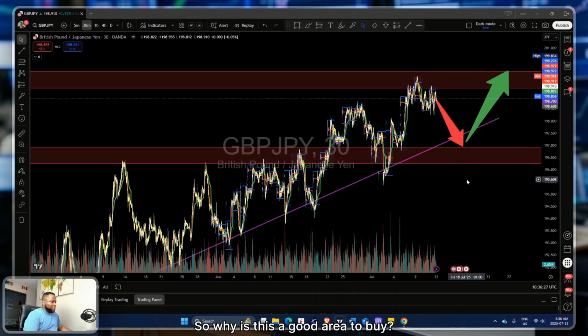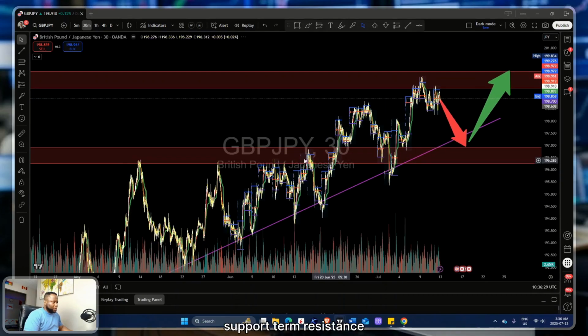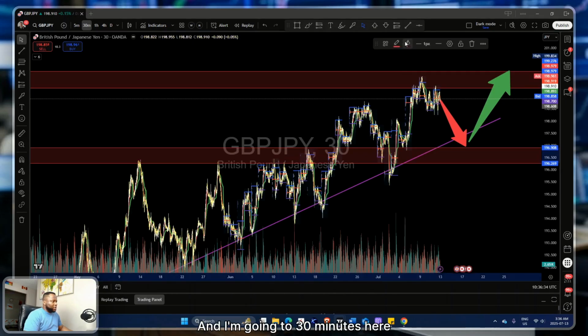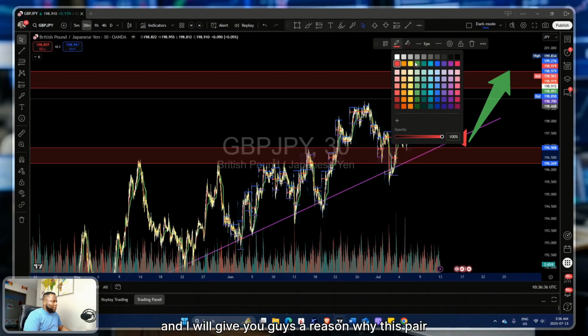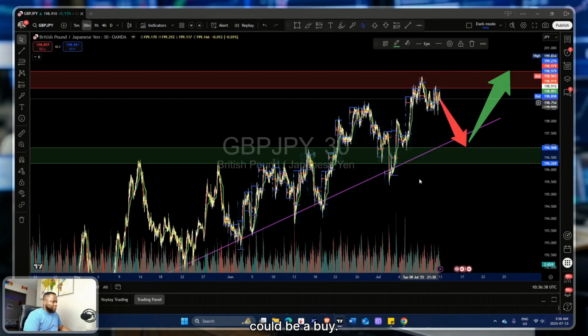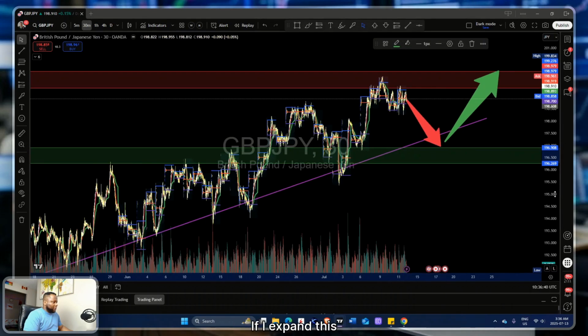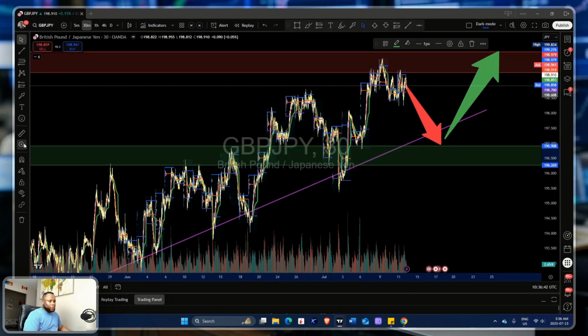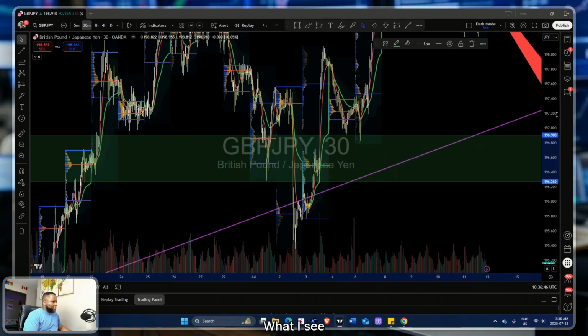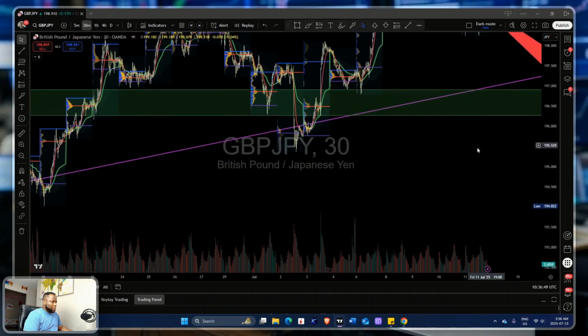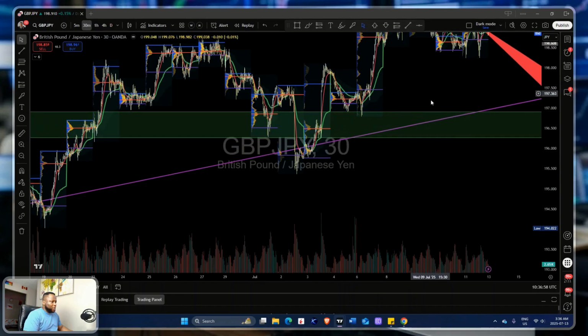So why is this a good area to buy? As I said, support turned resistance is one of the reasons. And I'm going to 30 minutes here, and I will give you guys a reason why this pair could be a buy. Now on the 30 minutes chart, if I expand this, what I see is this buy zone here, orders to the upside where price took off, retraced, came back to the support area and went back up again.